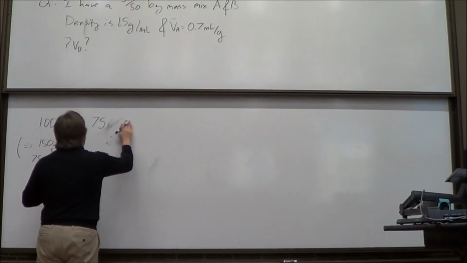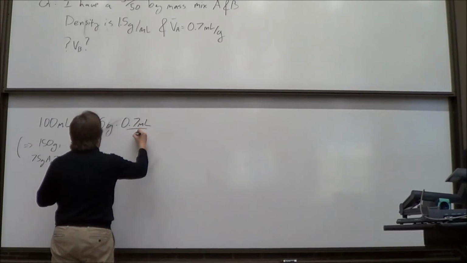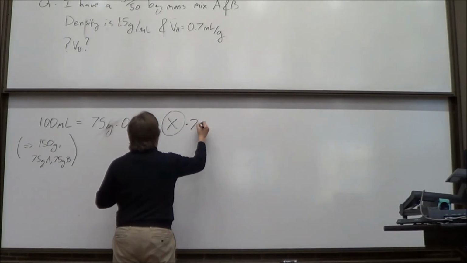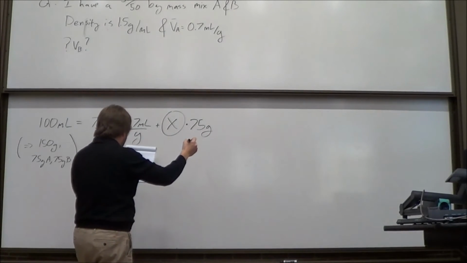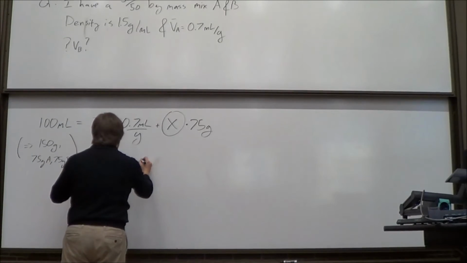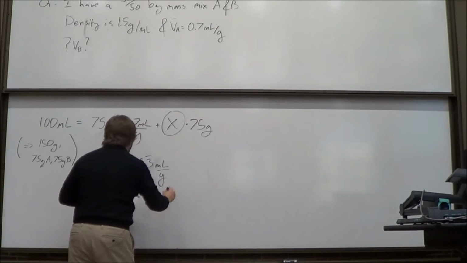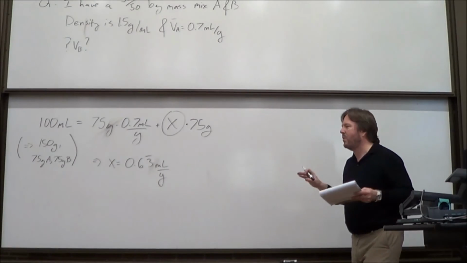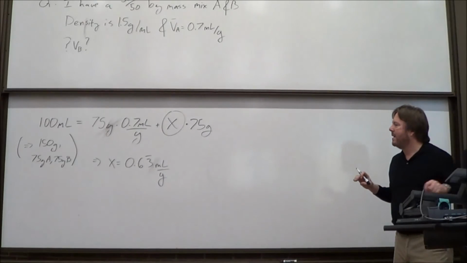75 grams times 0.7 milliliters per gram plus X that they were looking for times 75 grams. Am I doing this right? Let me just check, yeah. And therefore, X is, just use your calculator, 6.3 repeating, mils per gram. Okay, so relatively simple. Remember, I'm not going to give you one this easy because this is kind of childish. I'll give you a much harder one. I'll do that and we'll break.